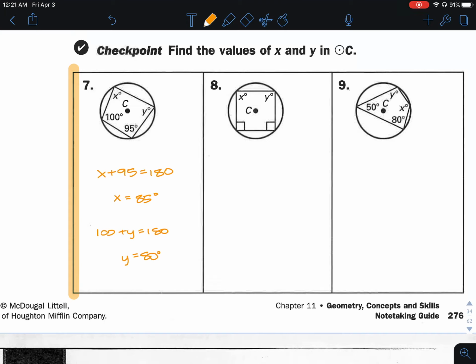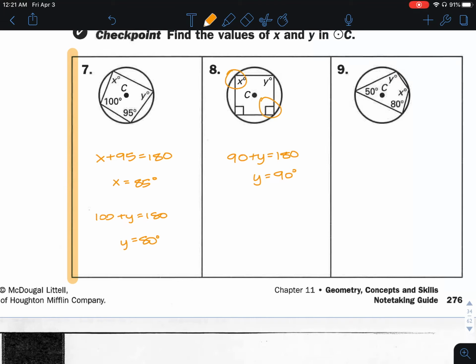Again, this is a good point in the video to pause, try the next two on your own, and then play again when you are ready. All right, so let's talk about x and y. These two are across from each other. That box means 90 degrees, so I have 90 plus y equals 180. So y equals 90 degrees. And then across from here, I'm going to set those two up as well. So I get 90 plus x equals 180. Subtract that 90, x also equals 90.